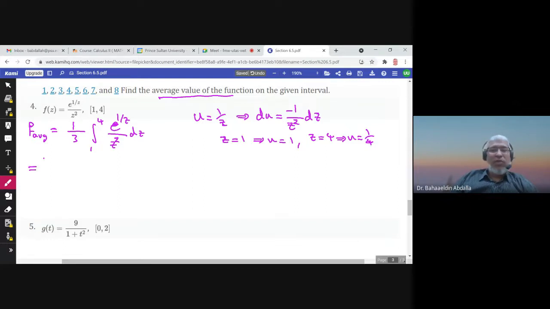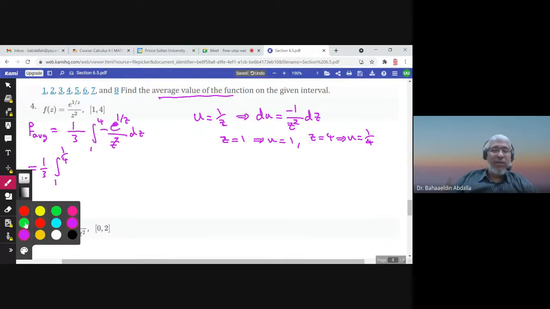So this would be equal to 1 over 3 times the integral from, instead of 1, I have 1, and instead of 4, I have 1 over 4, e to the power 1 over z. Well, here I have du equals negative 1 over z squared. So I need a negative sign. So I'll put a negative sign here and a negative sign outside.